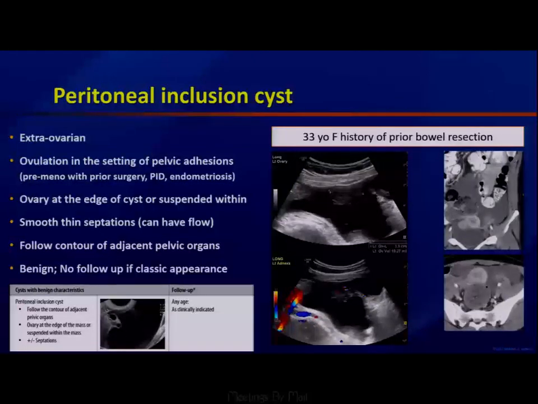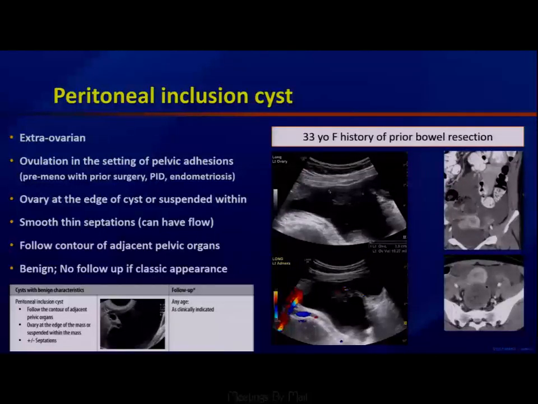Peritoneal inclusion cysts are not what we should call every extraovarian lesion. It happens in certain circumstances. These occur when there's ovulation in the setting of pelvic adhesions. So think of a premenopausal patient who's still ovulating, who's had either prior surgery, PID, or endometriosis, any of which can contribute to pelvic adhesions.